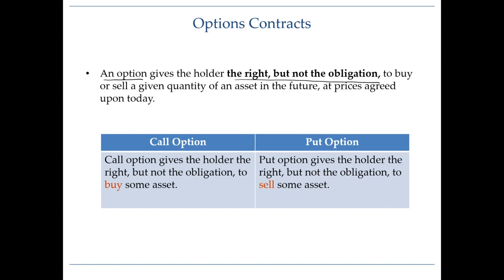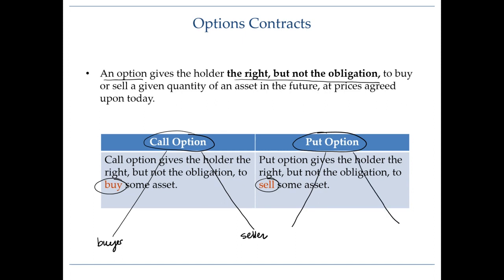There are two types of option contracts. You have a call option, which gives you the right to buy foreign currency, or you have a put option, which gives you the right to sell foreign currency. And for each of these two options, you have a buyer. So you have a buyer of call option and you have a seller or writer. And for put option, the same thing. You have a buyer of put option and you have a seller or writer of put option.